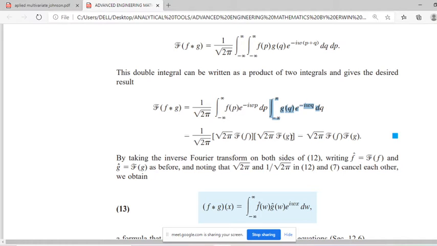So root 2 pi can get cancelled. This is not minus, it is equal. 1 by root 2 pi will be remaining there. Then root 2 pi into Fourier transform of f into Fourier transform of g. So that is the formula. Fourier transform of f star g is equal to root 2 pi into Fourier transform of f into Fourier transform of g. Okay.